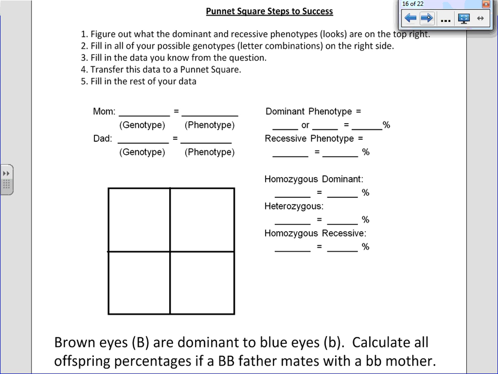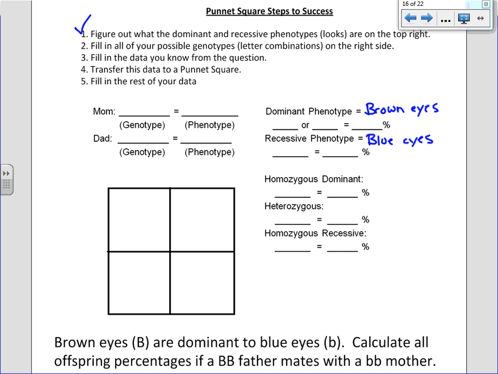We're going to start off with the first one. Number 1. Figure out what the dominant and recessive phenotypes, so the looks, are on the top right, and we're going to fill them out. In this case, it tells us right in the question, brown eyes, big B, are dominant to blue eyes, little b. So what we'll do is we'll write in next to where it says dominant phenotype, the dominant phenotype is brown eyes, whereas the recessive phenotype is blue eyes. All right. Look at that.